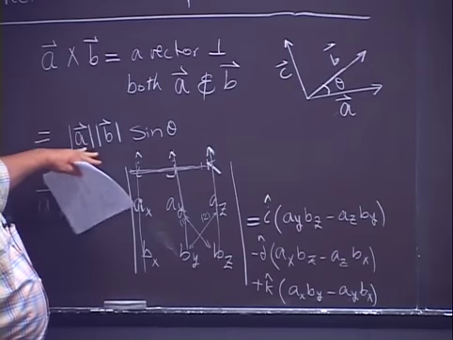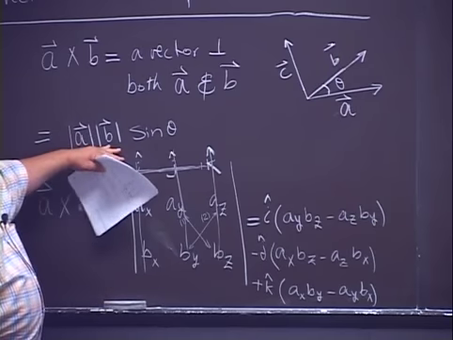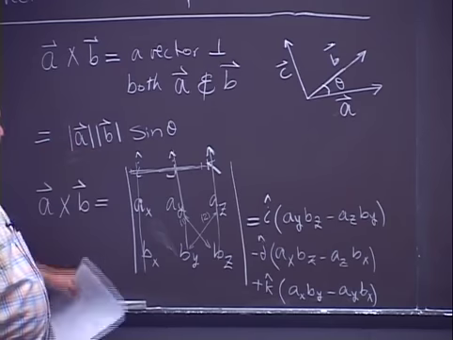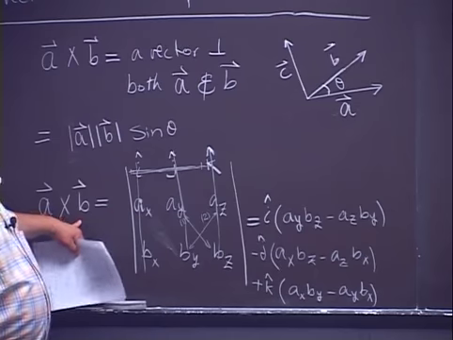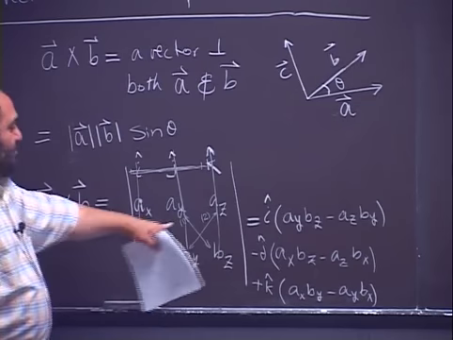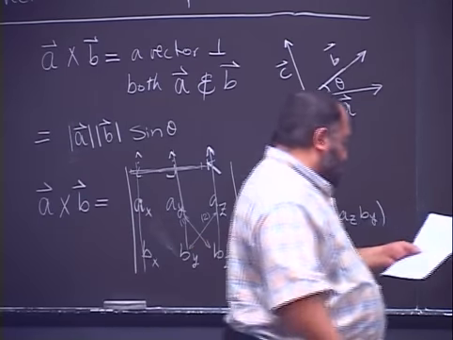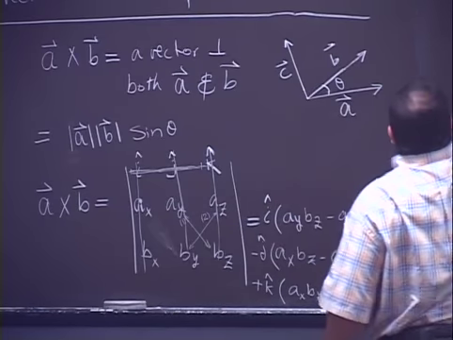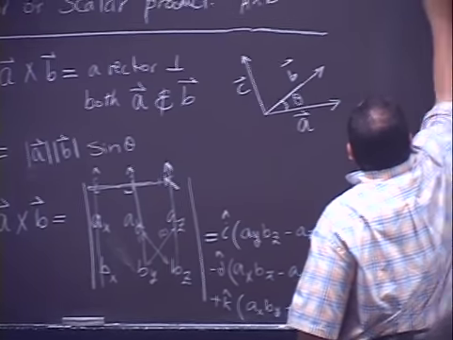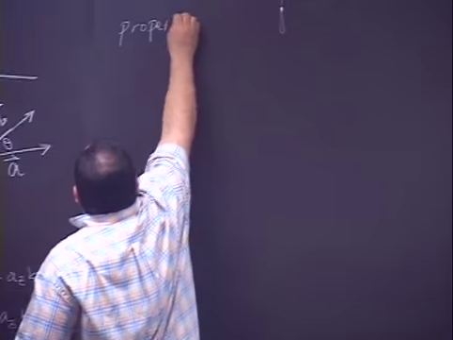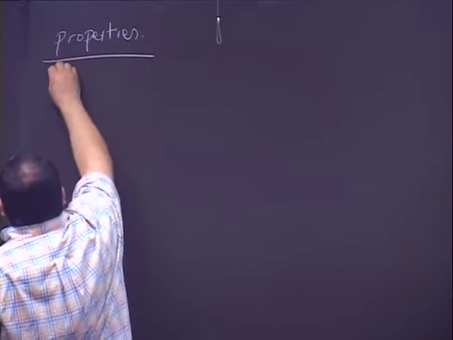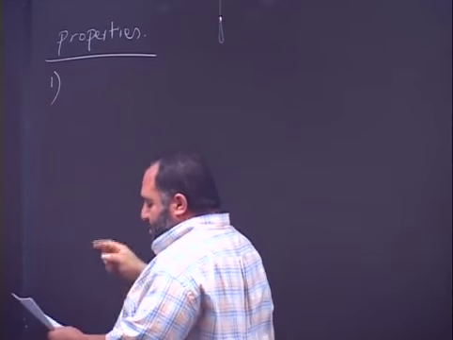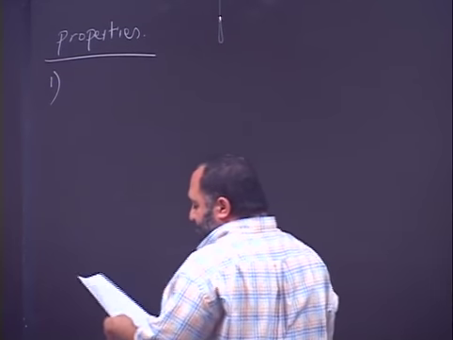So this is how to perform the vector multiplication. You will get it either as A multiplied by B, the amplitudes, multiplied by the sine of the angle theta between the two vectors, or you will decompose the determinant into its components. There are a couple of properties that we have to take into consideration when we look at the vector product.